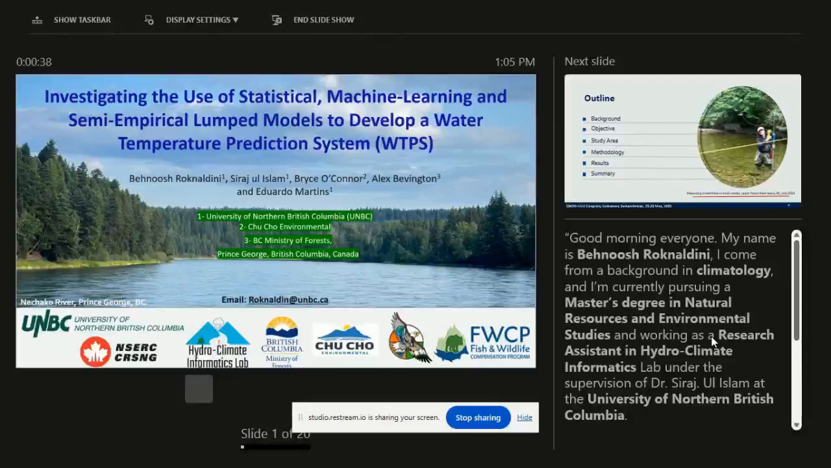Today, I'm here to present some findings of an ongoing research, which is a collaborative research between UNBC, my university, the BC Ministry of Forests, and Tricco Environmental. The study is titled the use of statistical machine learning and semi-empirical lumped models to develop a water temperature prediction system.